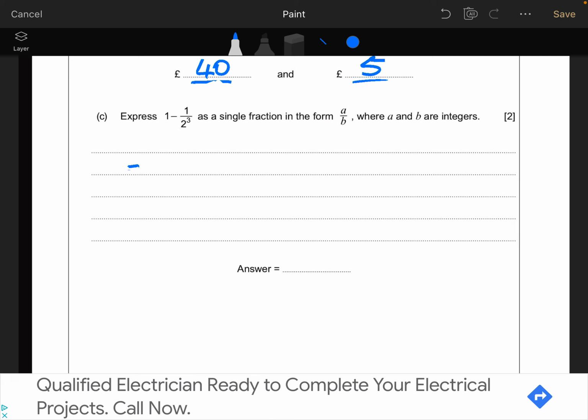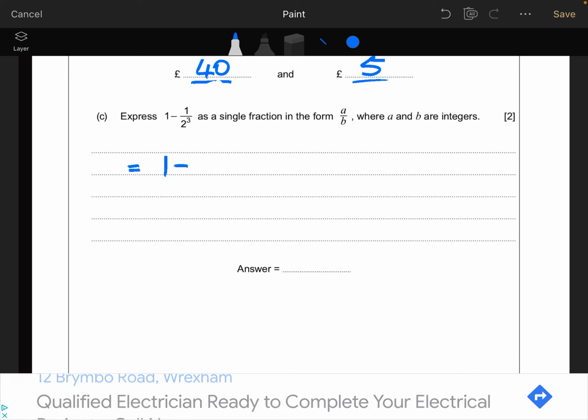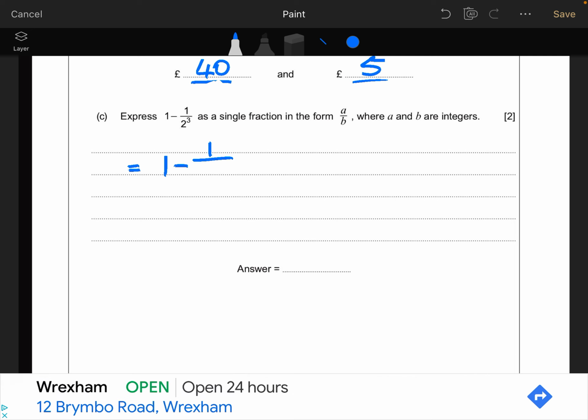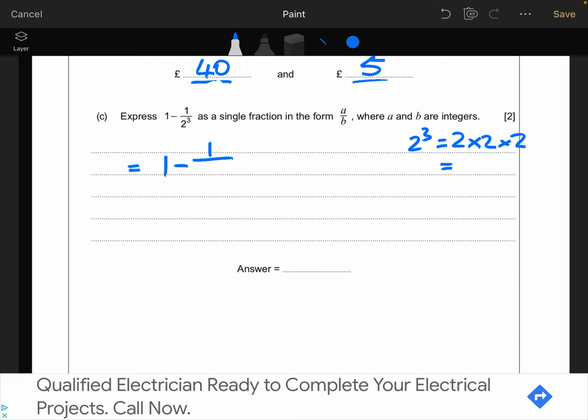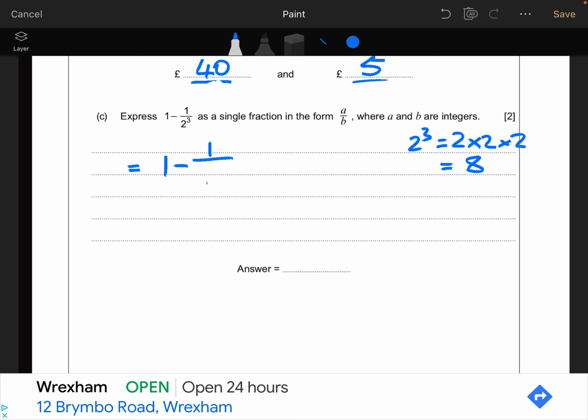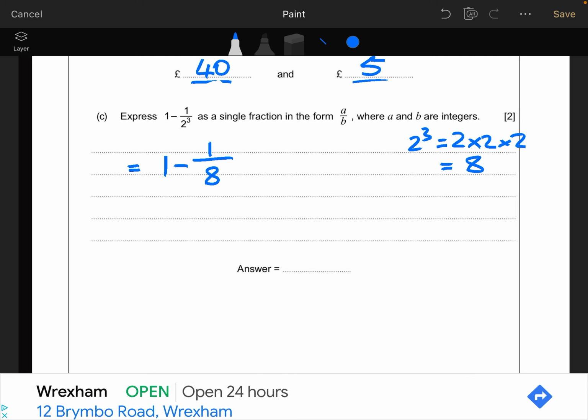So I'm going to rewrite this then. 1 minus 1 over, now 2 cubed is 2 times 2 times 2, which is 2 times 2 is 4, times 2 is 8. So I'm going to replace the 2 cubed with 8. So I've got 1 minus 1/8.